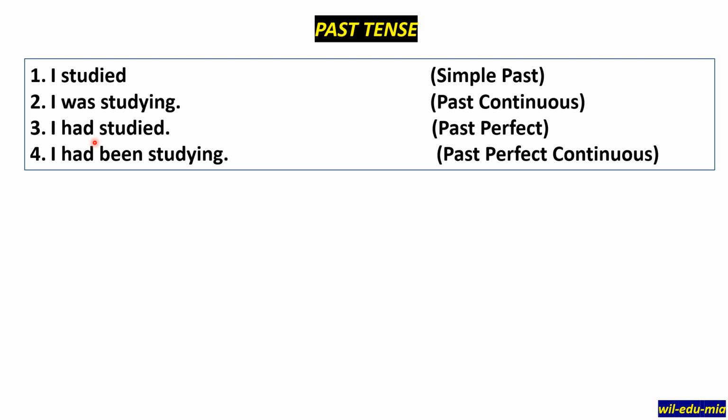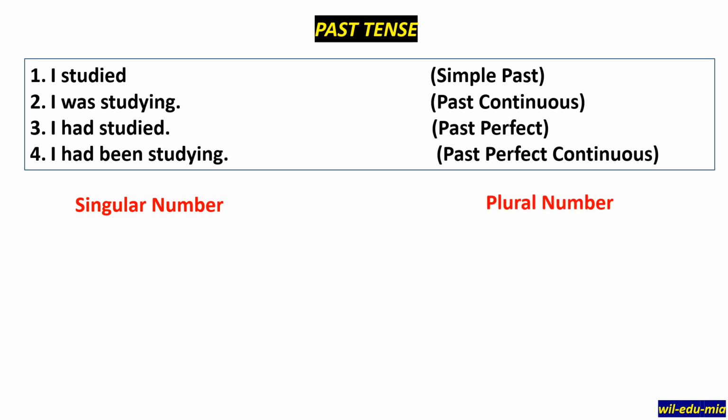The third sentence, I had studied. Here the past perfect describes an action completed before a certain moment in the past. I had studied the whole lesson before he arrived. Now we'll go to the fourth sentence. I had been studying. The past perfect continuous is used here. It is used for an action that began before a certain point in the past and continued up to that time. Like for example, I had been studying for 2 months. So it's a past perfect continuous.